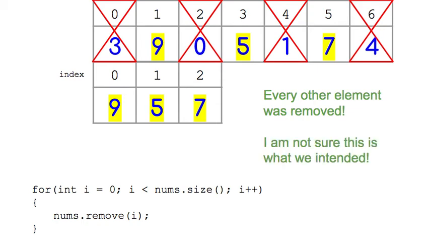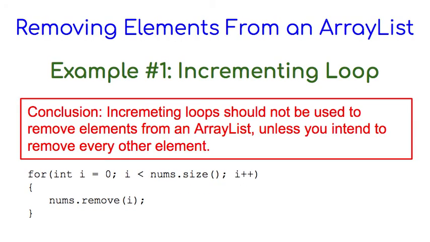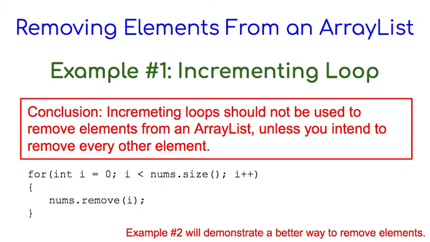And I'm not sure this is what we intended. So the conclusion is that incrementing loops should not be used to remove elements from an array list unless you intend to remove every other element. Our next video will demonstrate a better way to remove elements.